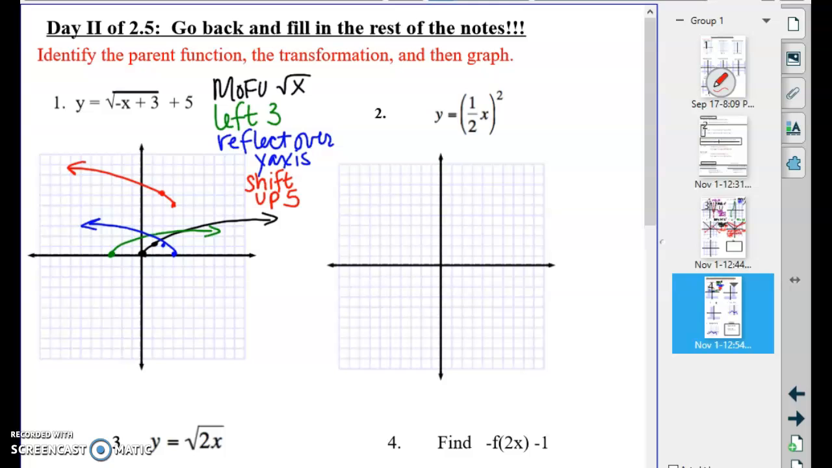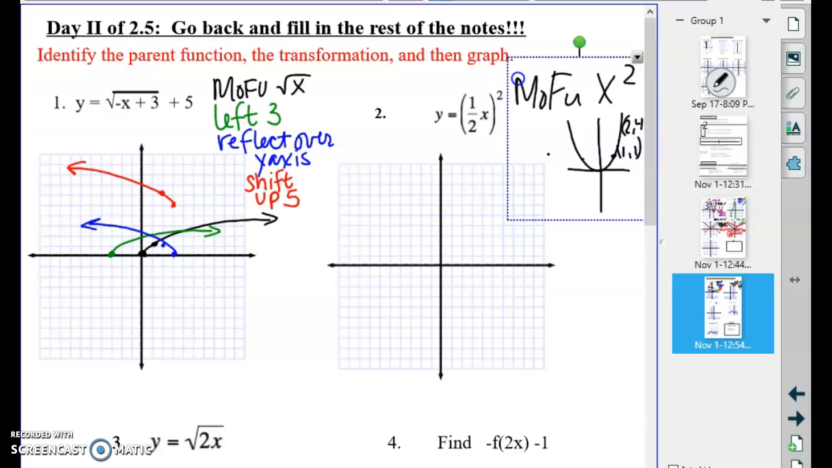Now this next one, number 2, says that I have (1/2 x) all squared. Hopefully you know your mother function is x squared, which should look like this. Quick thought: I've got a point at (1, 1) and a point at (2, 4). And here I've got (-1, 1) and (-2, 4). I would expect that you know that, and if you didn't, you could totally figure that out.